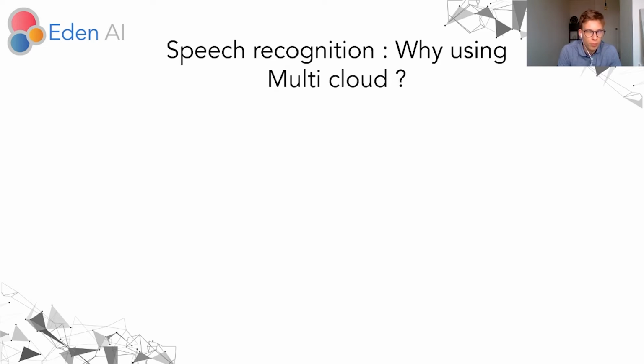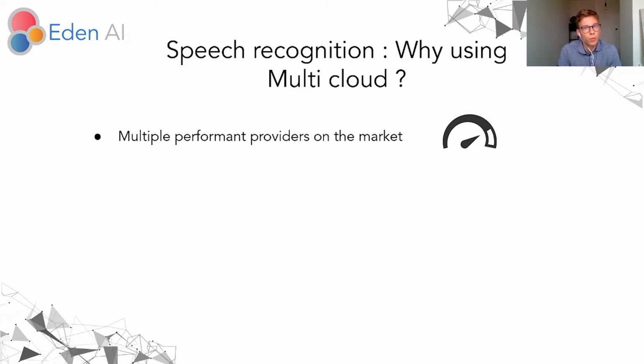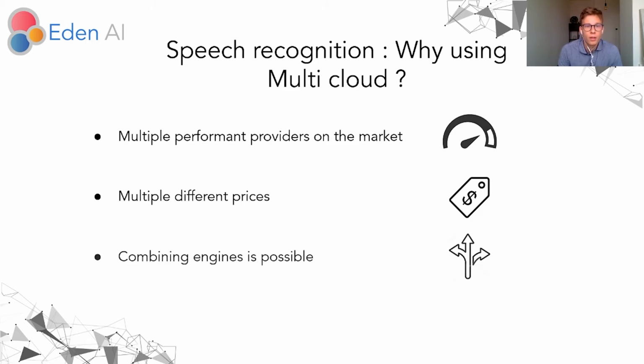So, if you want to use a speech recognition engine, you need to use the MultiCloud approach. First, because there are many performance providers on the market, so you will need to find the best according to your data. You will also need to find the cheapest, because prices can be very different between providers. And finally, sometimes it can be interesting to combine different engines. You can have, for example, one engine that is great for one language and another that is better for another language. So sometimes combination can be useful.